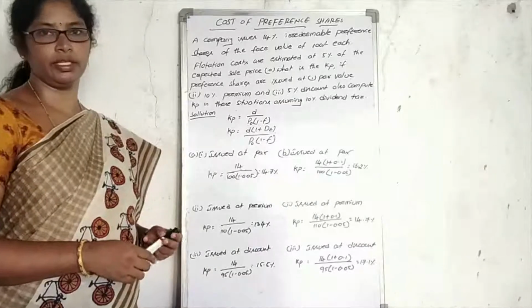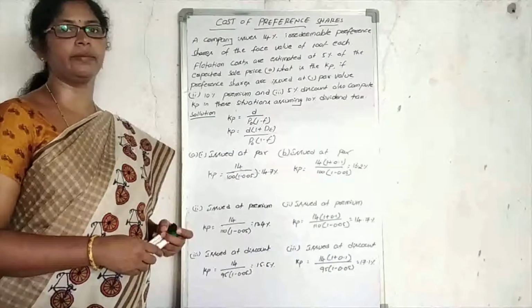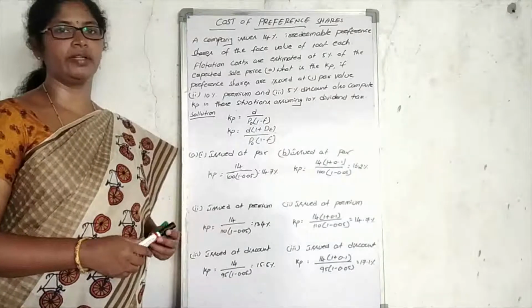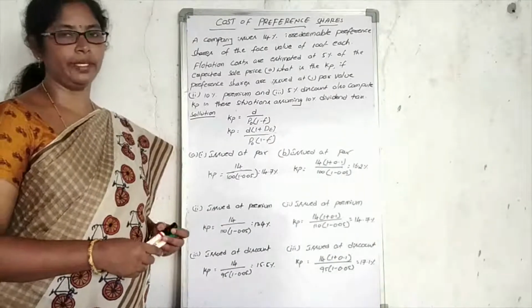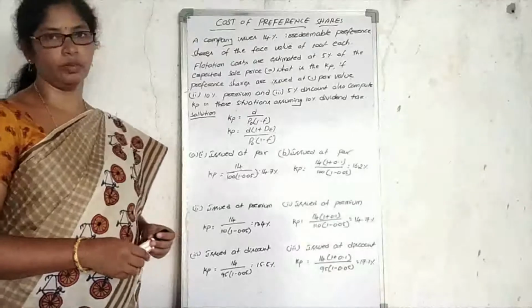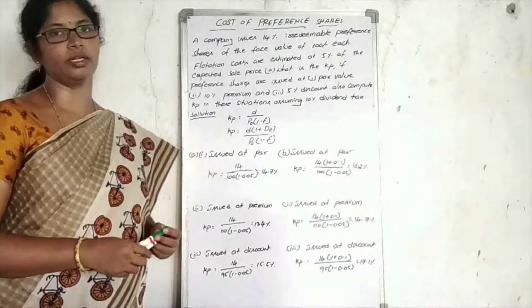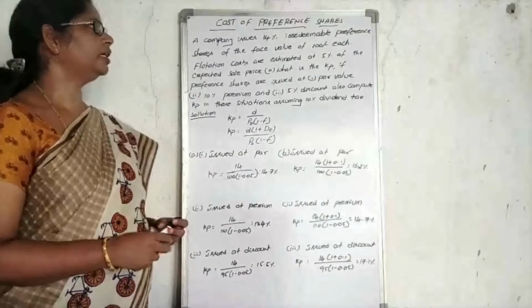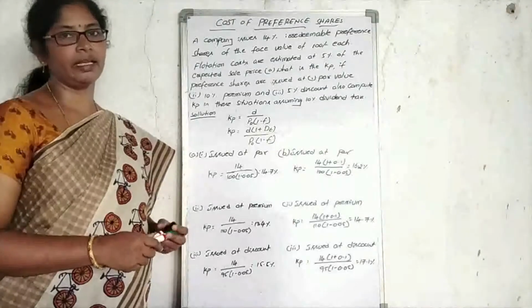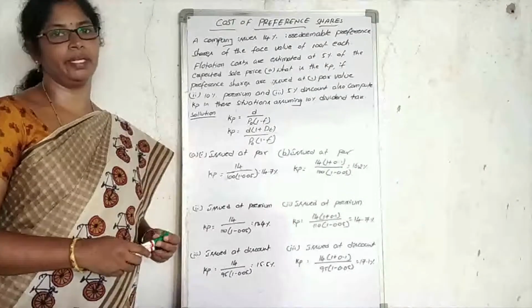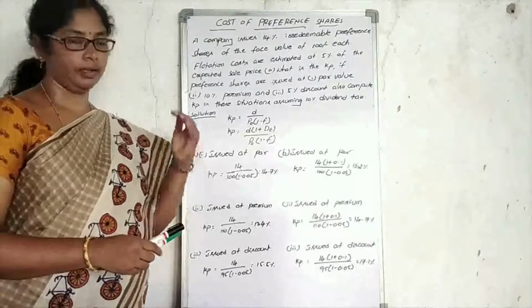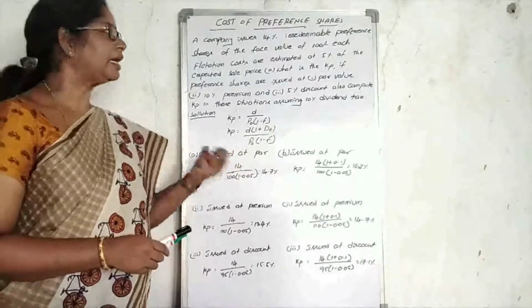Today's session I am going to discuss the illustrations of cost of preference share capital. This is one of the parts in cost of capital. Preference shareholders are the owners of the company but not the real owners. Here they will get a pre-agreed value after a certain period, meaning after the maturity period they will get the agreed value.